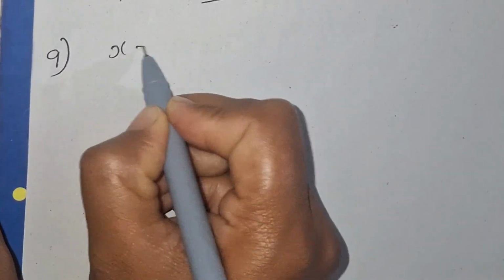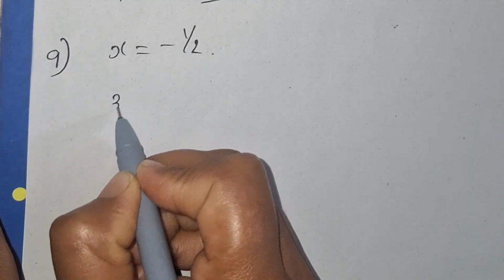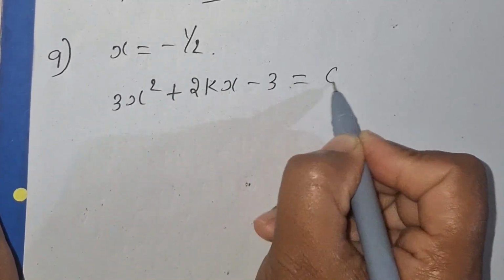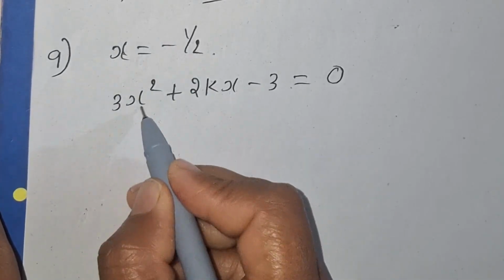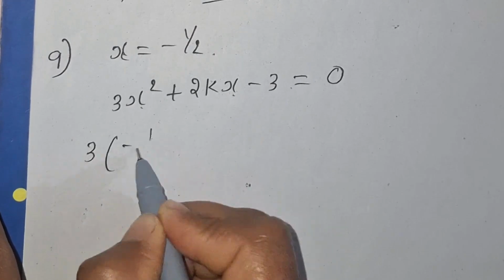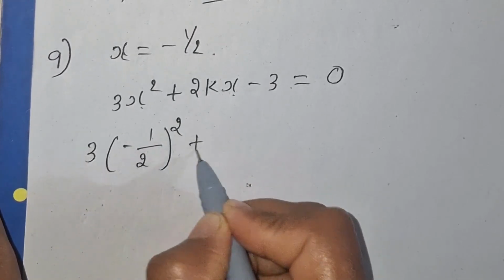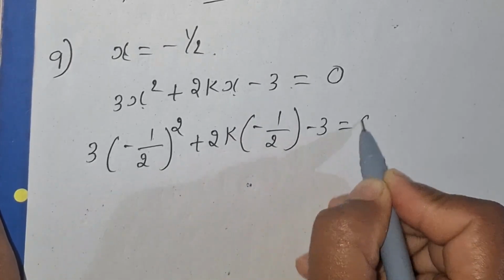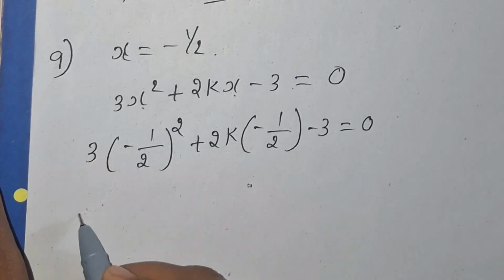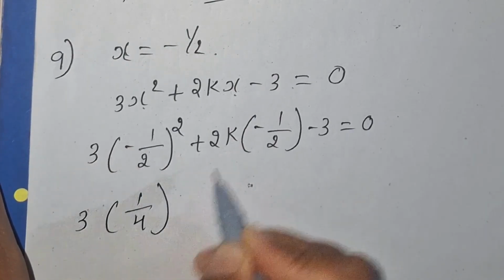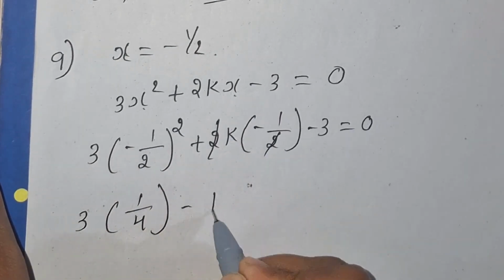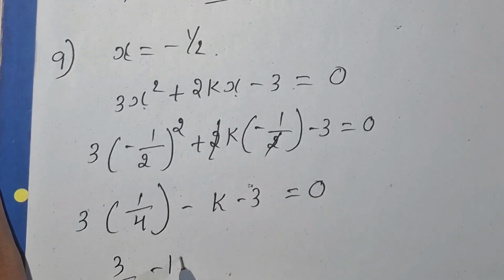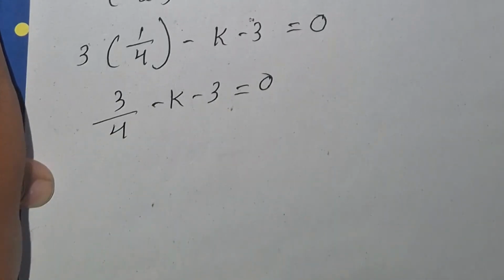So what is given: x equal to minus 1 by 2 and the quadratic equation 3x square plus 2kx minus 3 equal to 0. Put the x value in this equation: 3 into minus 1 by 2 whole square plus 2k into minus 1 by 2, minus 3. So 3 into 1 by 4, the 2 cancels, minus k minus 3 equal to 0. So 3 by 4 minus k minus 3 equal to 0.